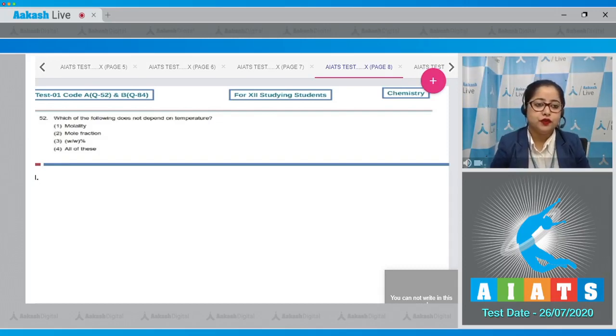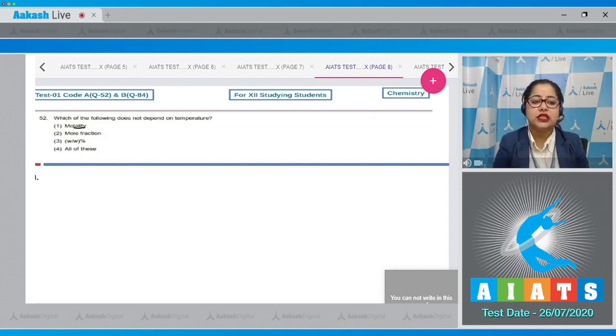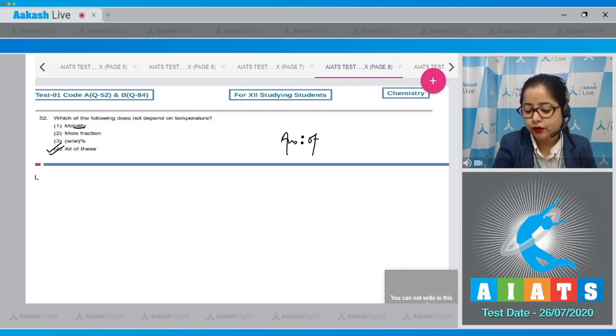So let's start with the first option, molality. Student, molality does not have a volume term, therefore it won't change on changing temperature, or we can say that molality does not depend upon temperature. Same with mole fraction and same with weight by weight percent. All the given three concentration terms will not depend upon temperature. That means the correct answer for this question is option number 4.